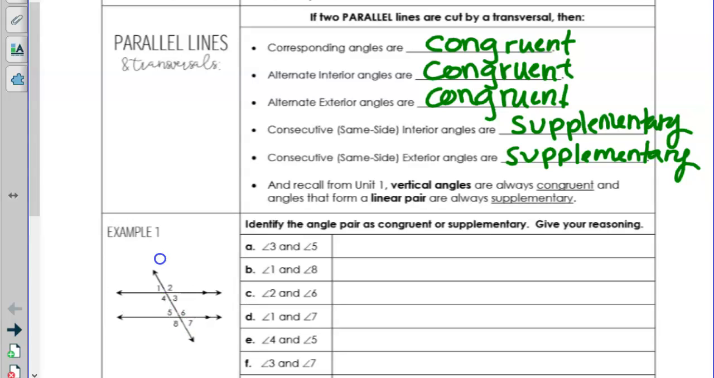Alright. It says identify the angle pairs congruent or supplementary and give your reasoning. So A, we have 3 and 5. It's saying to identify the angle pair as congruent or supplementary. Are they congruent or supplementary? They're congruent, very good. You can use the symbol for congruent. What type of angle pair do you have?